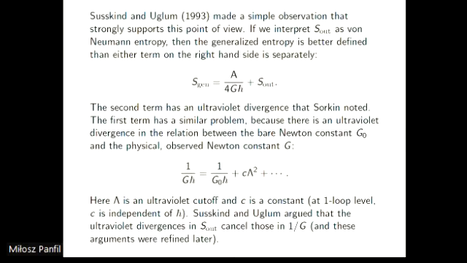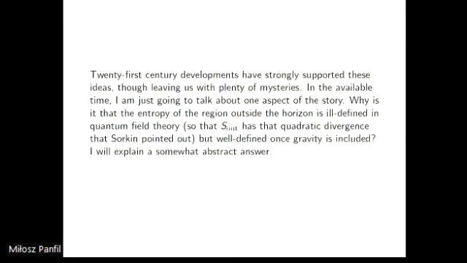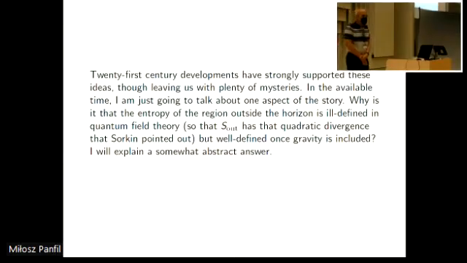So following Susskind and Uglum, we know that the well-defined quantity is really the generalized entropy. And 21st century developments have strongly supported this point of view, though leaving plenty of mysteries. In the limited time today, I'll only talk about one aspect of the story. Why is it that the entropy of the region outside the horizon is ill-defined in quantum field theory, so that S out has that quadratic divergence that Sorkin pointed out, but well-defined once gravity is included? I'll give, as I said at the beginning, a somewhat abstract answer to that question.